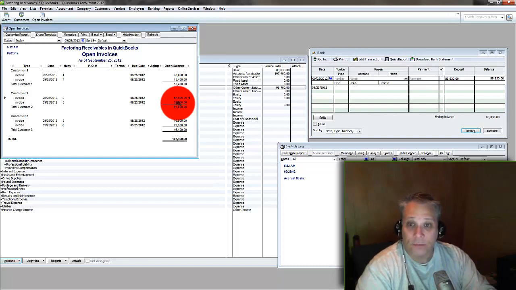Again, I don't like them. I don't like when companies do it. I don't like the accounting of it. I think it's a mess.